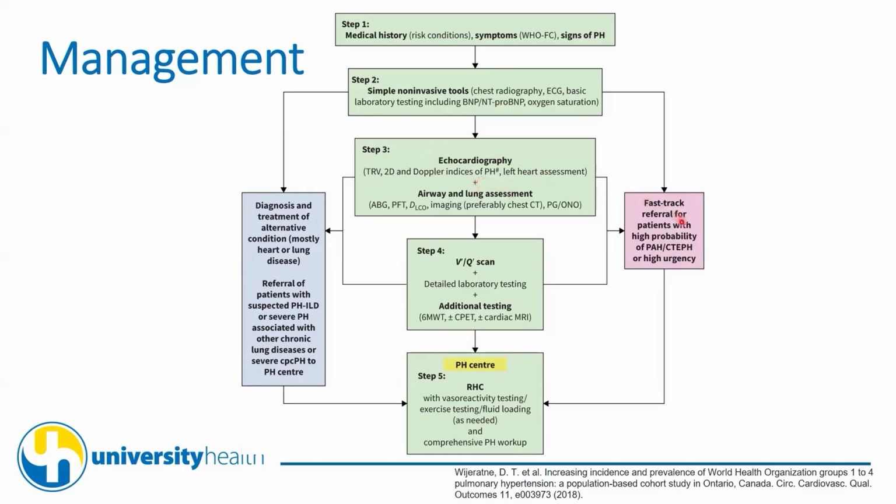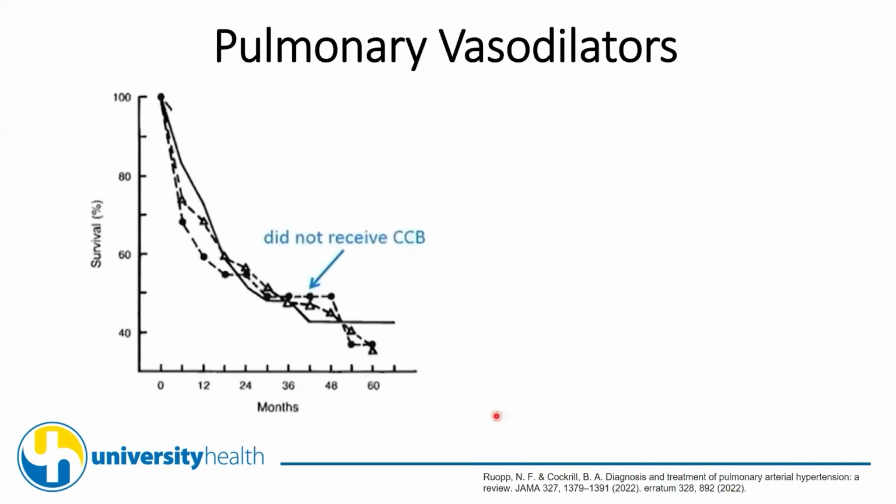So if the risk factors are there and the echo findings are there, usually I recommend a fast track referral to a PH center for these patients if they have a high probability of PAH. And at the PH center, that's when we decide if the patient needs a right heart cath or not. After we do a right heart cath, that's when we discuss what management or medications to start.